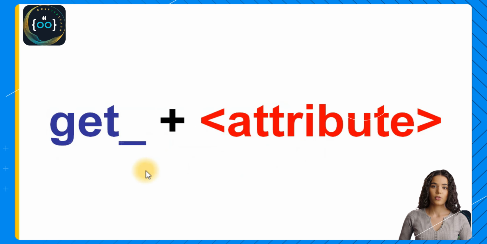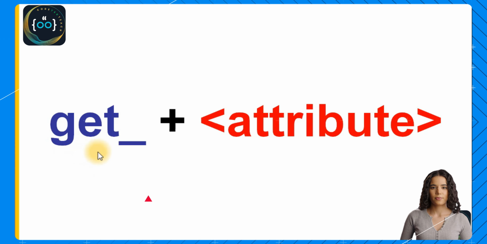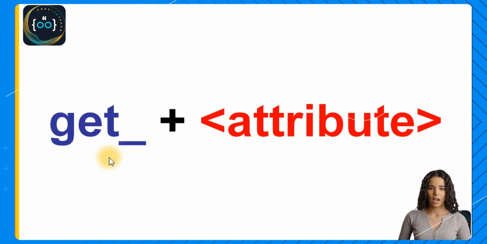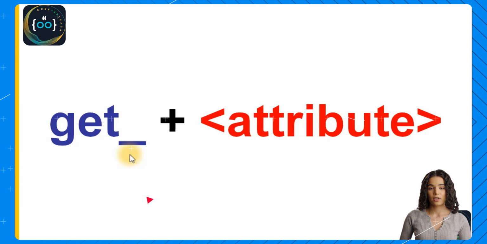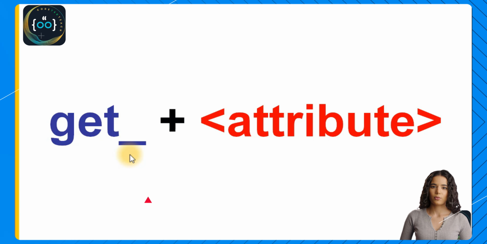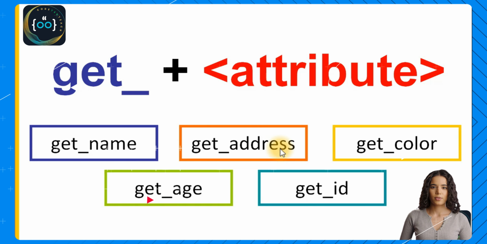Getters should be named with this format. This is the typical naming convention that we use. First, we write the word get because we are going to get the value of an attribute. Then we write an underscore because we have to separate different words with an underscore. And then we just add the name of the attribute. And that is the basic format of the name of a getter.